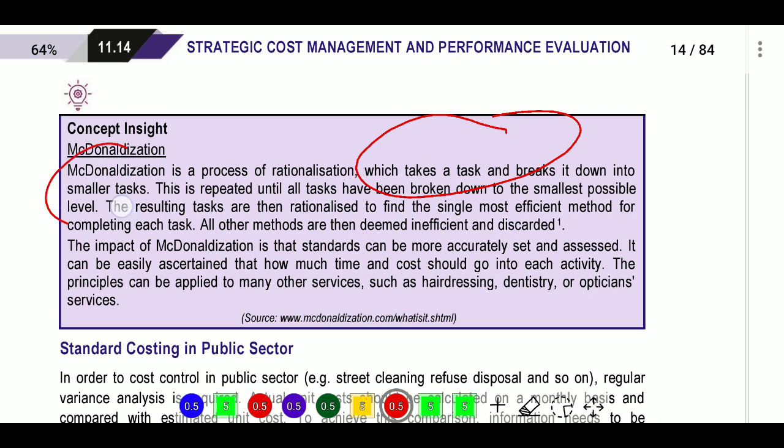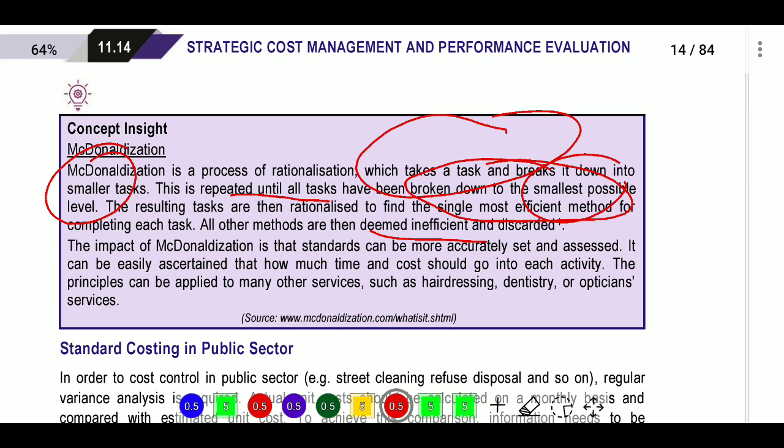Break down into small tasks, repeated until all tasks have been broken down to the smallest possible level. Here we will find the single most efficient method for completing each task. Next, all other methods are discarded. Whichever is not working efficiently, we will discard, as all other methods are deemed inefficient.